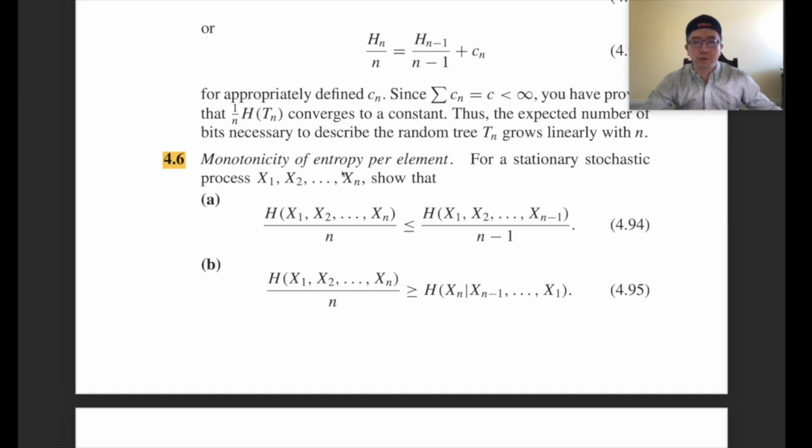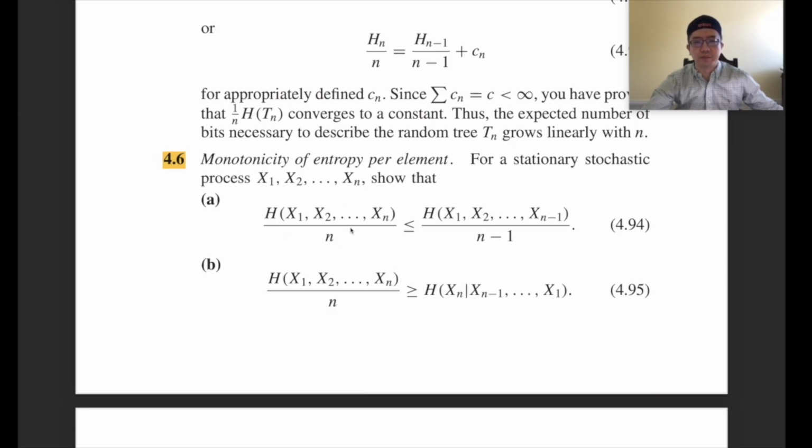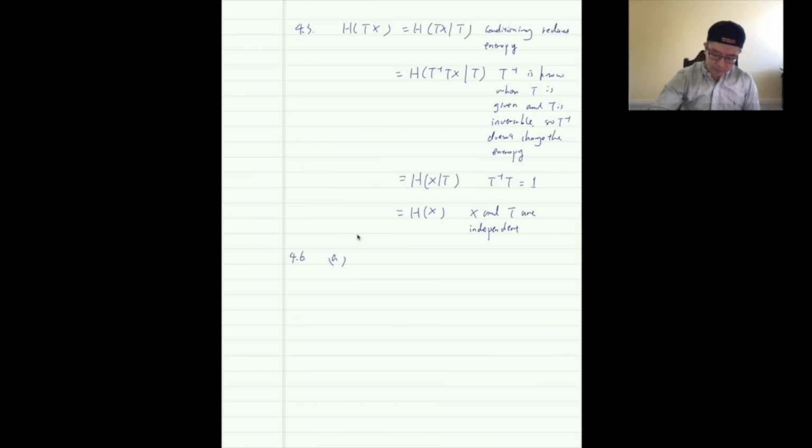So in this problem, for a stationary stochastic process x1 to xn, this condition is very important, right? And then we're going to show this inequality and this inequality. Okay, so basically this inequality gives an upper bound of that, and here we have a lower bound for this quantity, right? Now let's see how we can show that. Okay, so this is problem 4.6, and for part A, we need to manipulate on this part. Okay, so now let's see how I can do that.